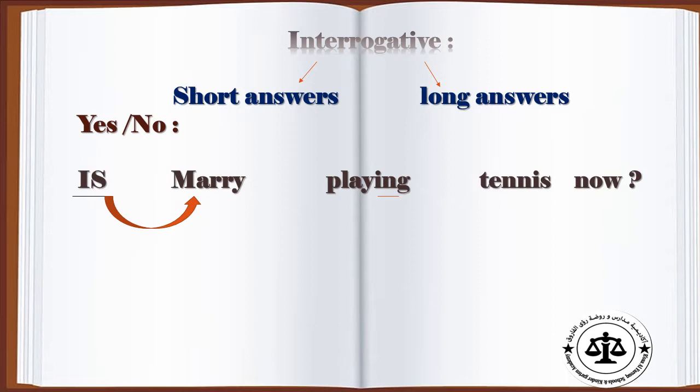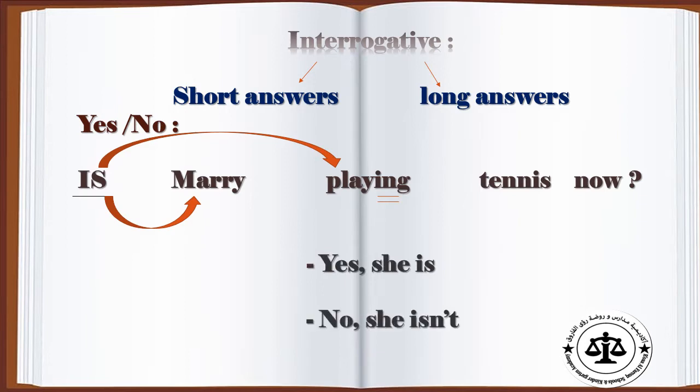Look at the verb. This is playing. We use playing because we have is, and we are talking about something that is happening now. We ask about something is happening now or not happening now. This is a continuous tense. So in continuous tense we have to use the helping verbs is, are, am, and verb ing. The answers could be yes she is or no she isn't.